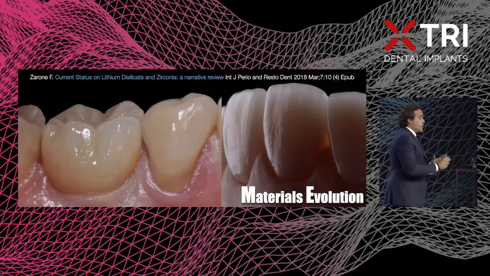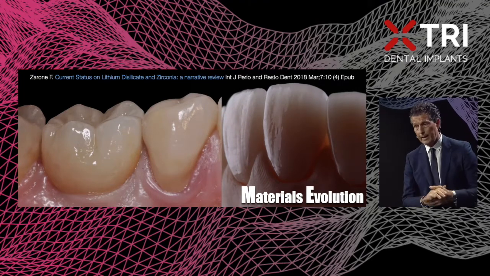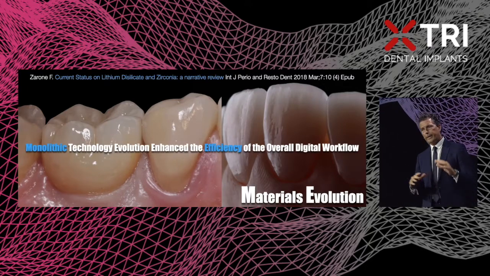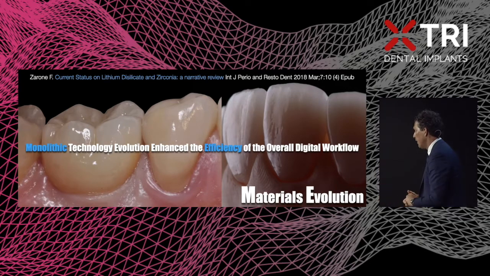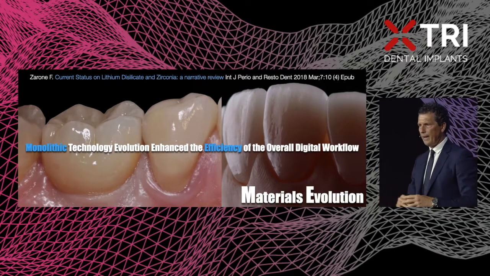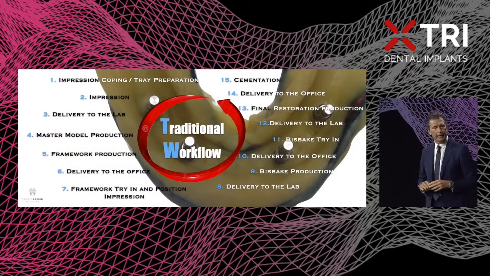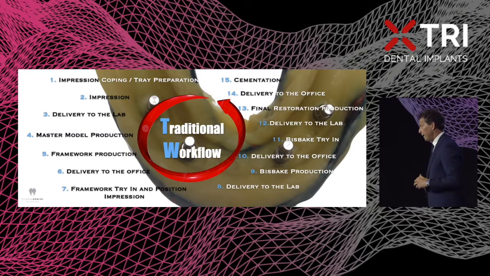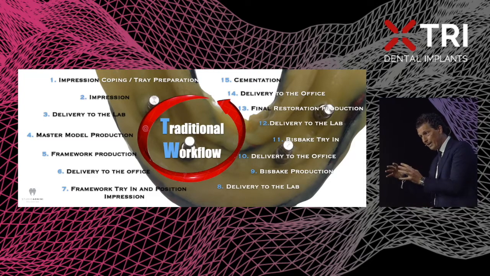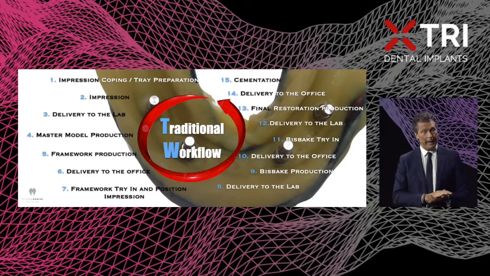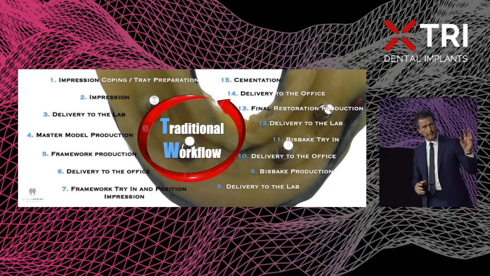And so, not only technology, but also material evolution. Yes, the evolution of the material is incredible. The monolithic technology evolution enhanced the efficiency of the overall digital workflow. In fact, we have in the lab industrial material with great mechanical and chemical characteristics. And we know if you use a monolithic material, especially in the back of the mouth, and use the digital workflow, we reduce a lot of the treatment time and the cost.